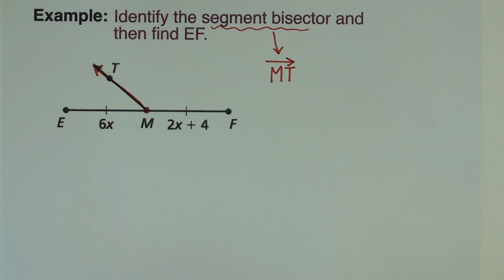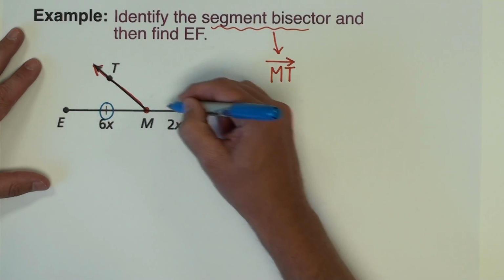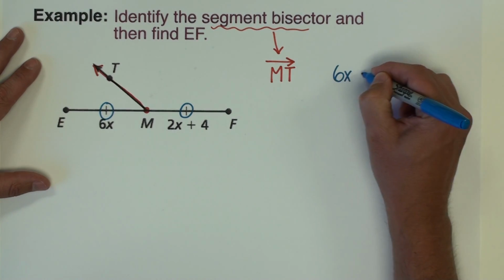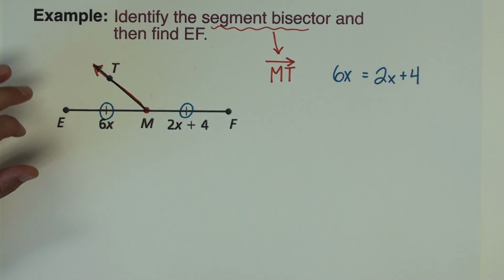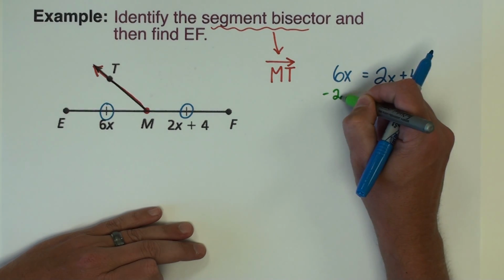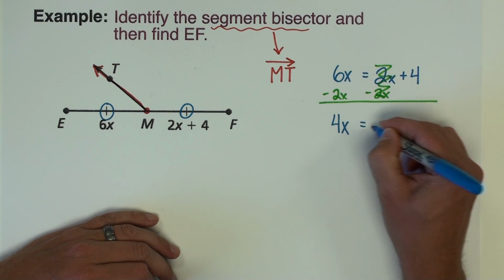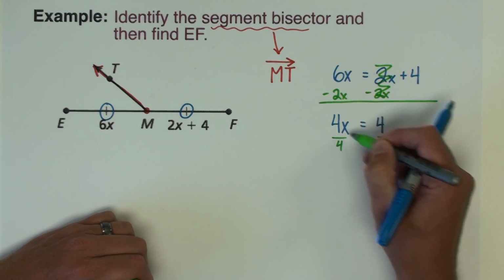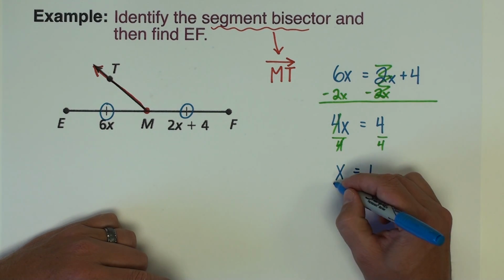Next I'm going to try and find EF. Now since ray MT is the bisector, that means that this side and this side are the same. So we can say that 6x is equal to 2x plus 4. If I subtract 2x from both sides, it gives me 4x equals 4. So divide both sides by 4. And 4 divided by 4 is 1.